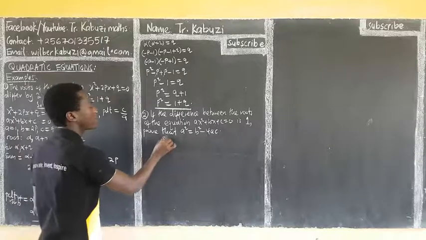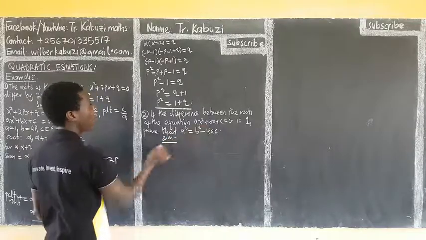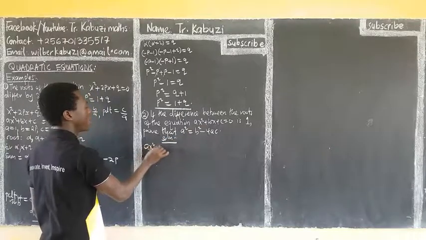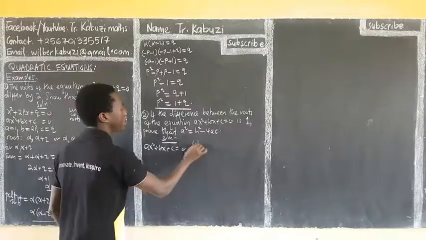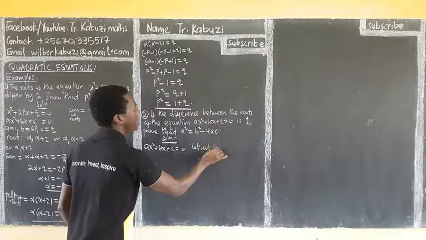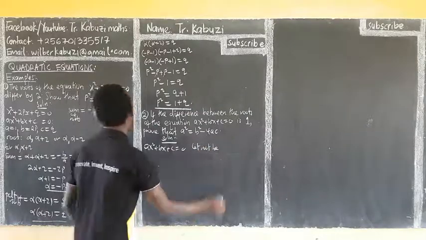So in my solution, now the equation they are giving us is ax squared plus bx plus c equal to 0. So I'm going to select roots. The difference should be 1. So now let me use the idea.